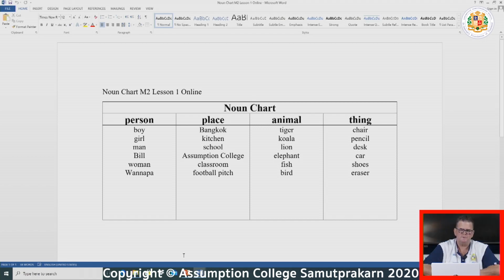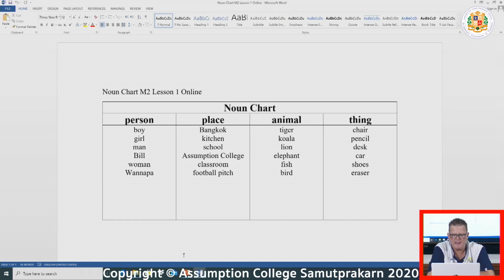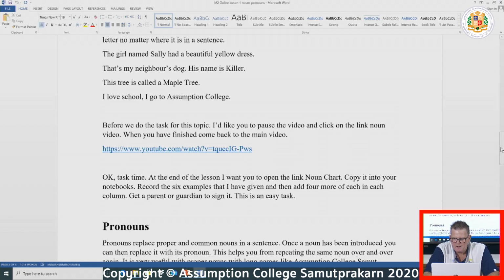Okay, that's your noun chart. Person, place, animal, and thing. There are six already recorded for you. You need to come up with four of your own. Really simple. Record that in your books. Okay, got that? Excellent. Remember, you can pause this and take as much time over it as you want.